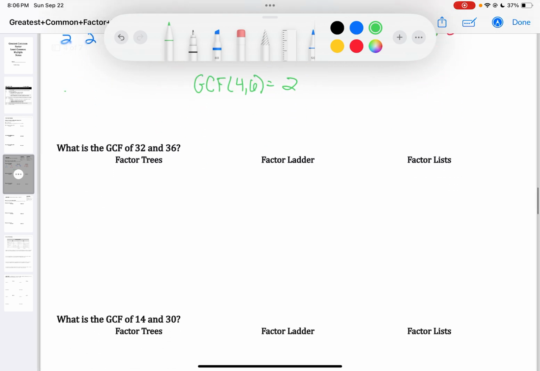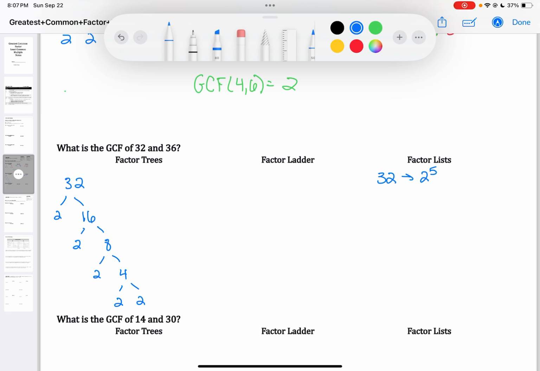All right, now we're going to move down to a slightly bigger amount. So let's start with 32. So 32 can be split up into 2 and 16. 16 can be split up into 2 and 8. 8 can be split up into 2 and 4. And then 4 can be split up into 2 and 2. So I can say the prime factorization for 32 is 2 to the power 5, or 2 times 2 times 2 times 2 times 2.